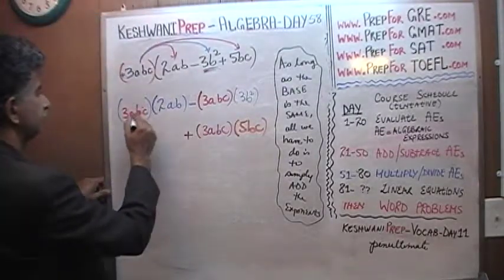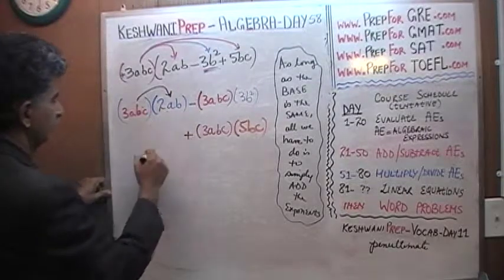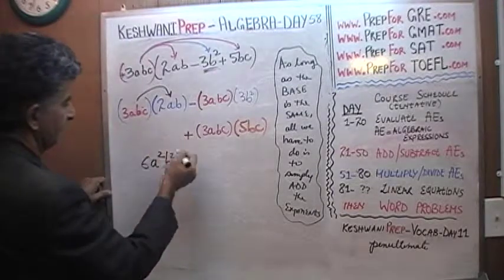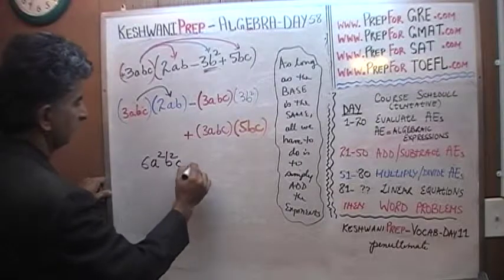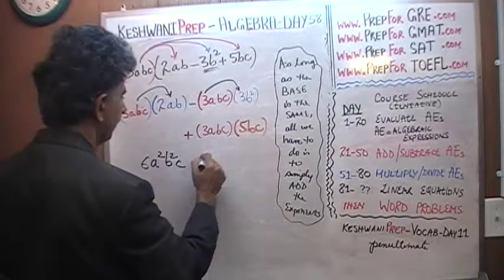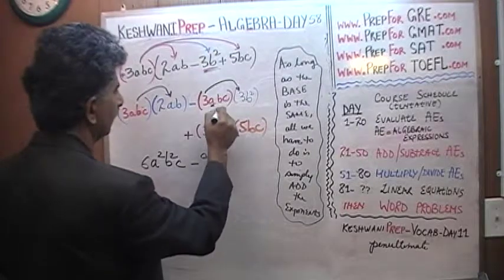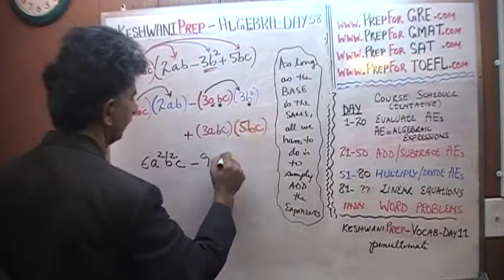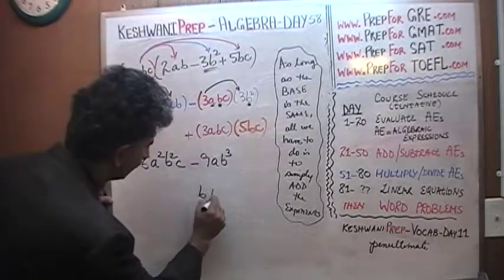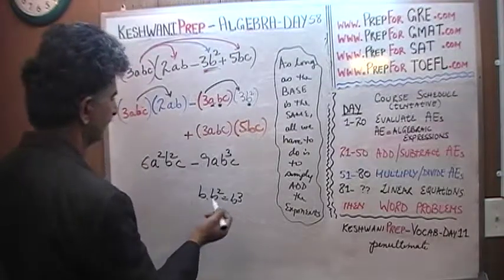So here we go. This times this is 3 times 2 is 6. A times A is A squared. B times B is B squared. C times, this one doesn't have a C, so it's just C. That's the end of this guy. Minus, let me move on to minus. 3 times 3 is 9. There is A here, but there is no A here, so A just comes down. There's a B squared here and a B here, so B times B squared is going to be B cubed. And then we have a C by itself. That takes care of this part.